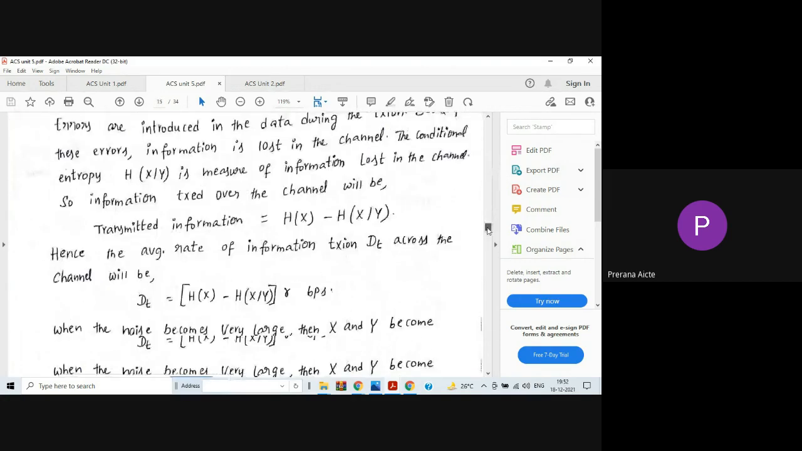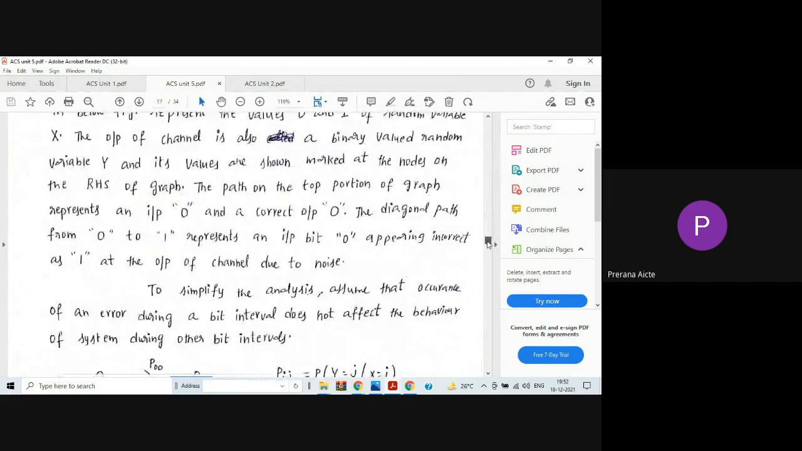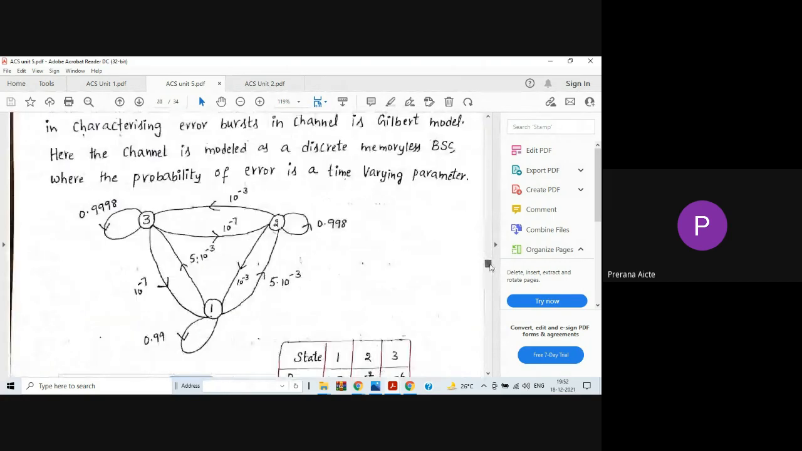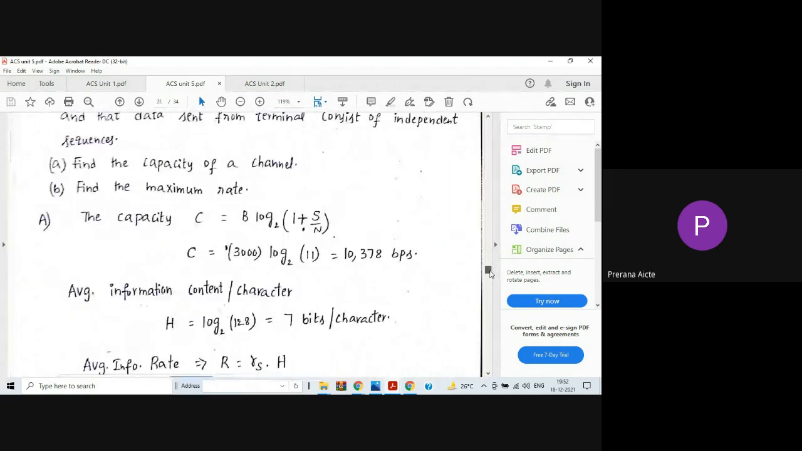This is a very important problem. Many times in GATE they ask about the relation between the channel capacity and the bandwidth, which is C equal to B into log of 1 plus S by N. Many times they are asking, so please concentrate.